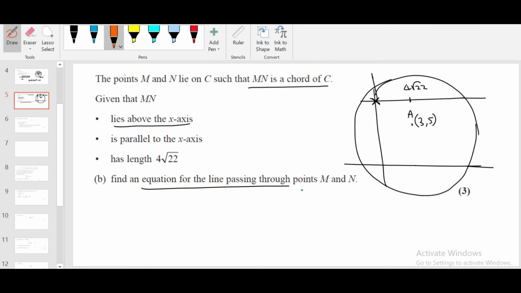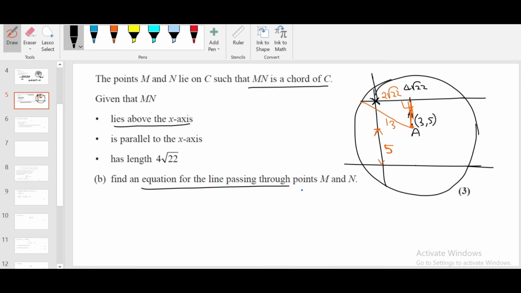Now we know this point is 5, so definitely this length is 5. From here to here this length is 5. We just need to find this little length. If you complete this right angle triangle, this will be half of 4 root 22, which is 2 root 22. Sorry, I am talking about this length, this one. Complete this diagram. We know the radius is 13, so we can find the length already.